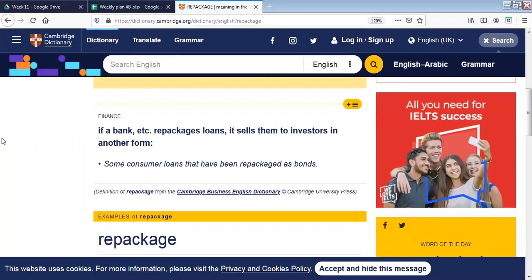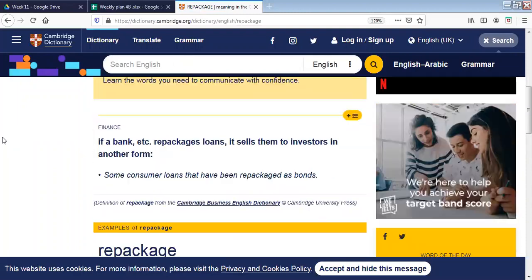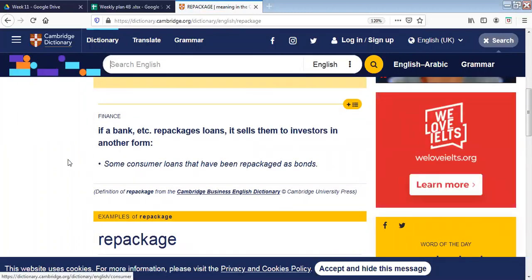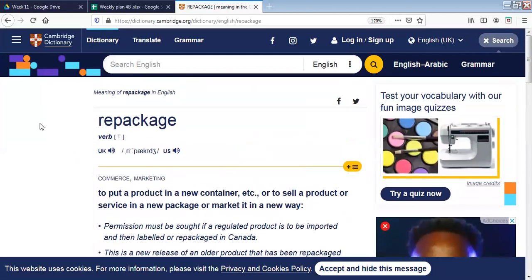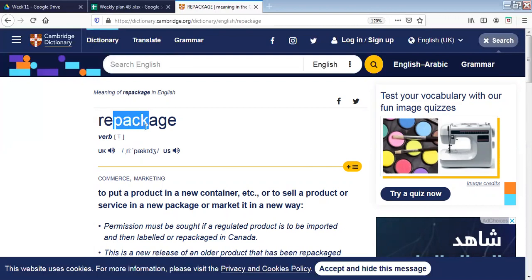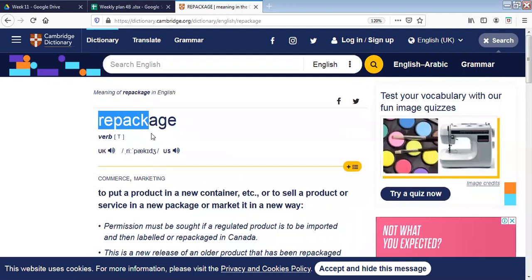Repack here is not in Cambridge Online Dictionary. It's only repackage. But repack is when I say, for example, pack, this verb. When I say pack your bag, it means put everything in your bag or organize it. This is the meaning of pack. When I say repack it again, it means redo it, readjust it, put everything in its right place. This is repack.